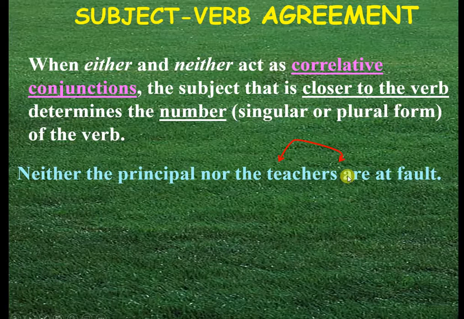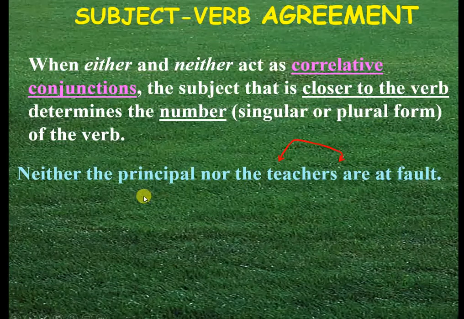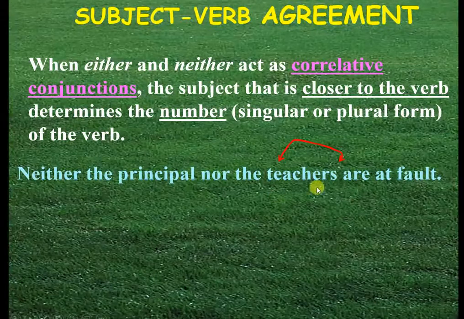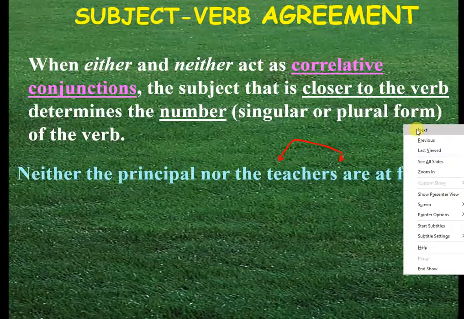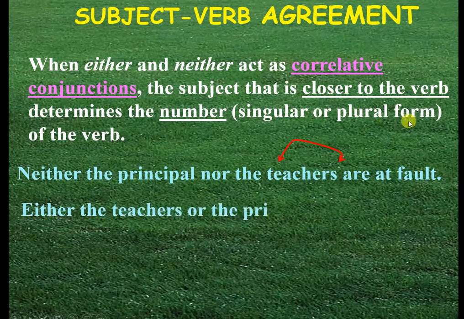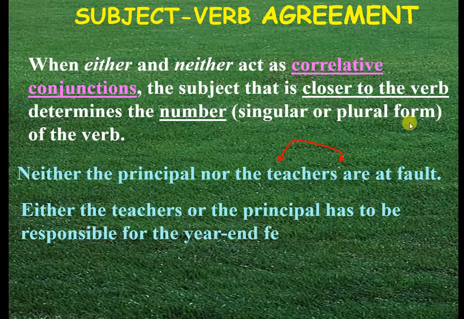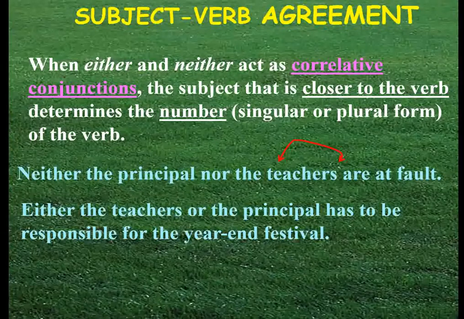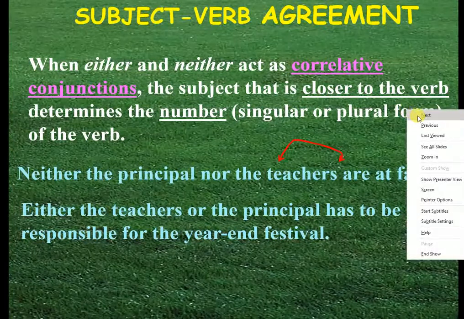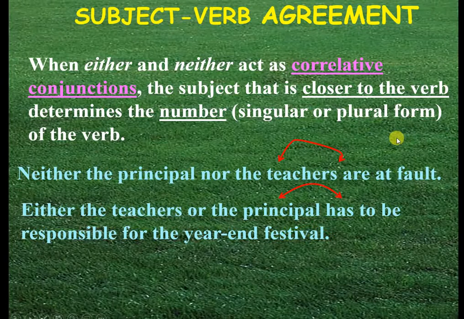You can infer that if you change the order, you're going to change the conjugation. So the same sentence, neither the teachers nor the principal is at fault. Believe it or not. And here's a similar example. The author didn't take the same example, but he gave you a similar example. And you can see that now the verb is conjugated for singular because principal, the subject closest to the verb, is singular.